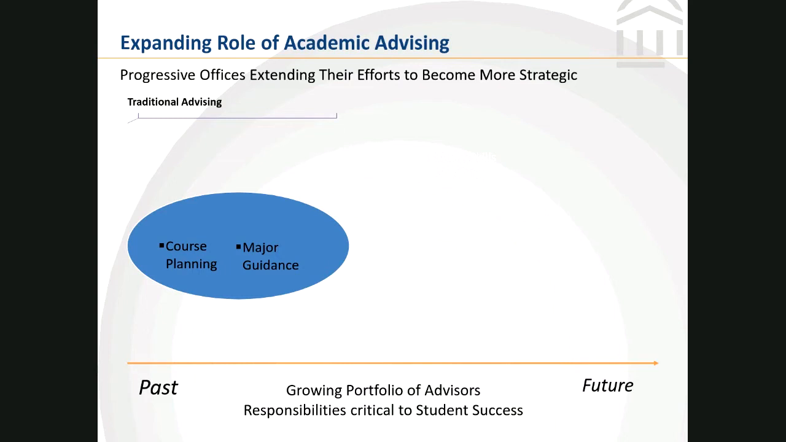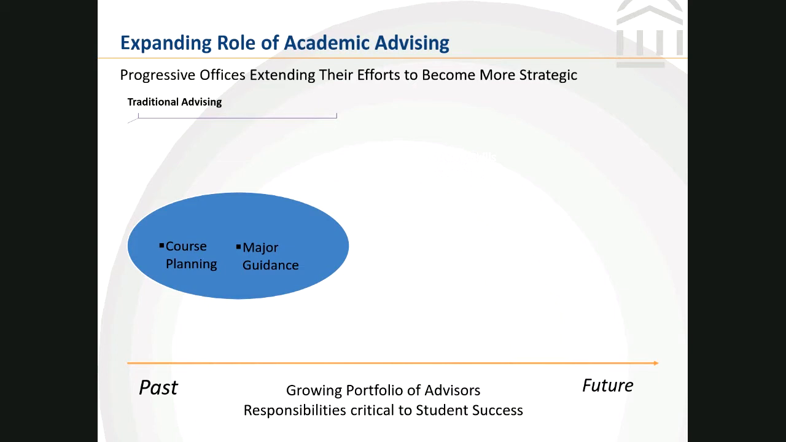So as you look at the evolution of academic advising, it has really come to the forefront of a lot of colleges and schools across the country. Nationally, we've seen about a 36% increase in institutions investing in more professional academic advising, meaning they're hiring more and more people dedicated to this as their profession. But if you look at it historically, the traditional approach to academic advising has been course planning and major guidance. So selecting those courses, registering from semester to semester, and really that's it.